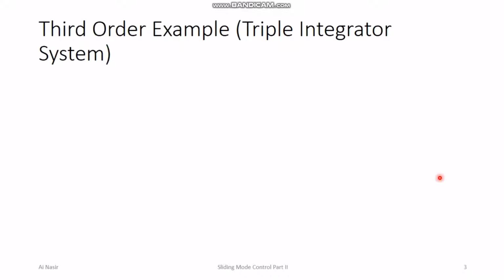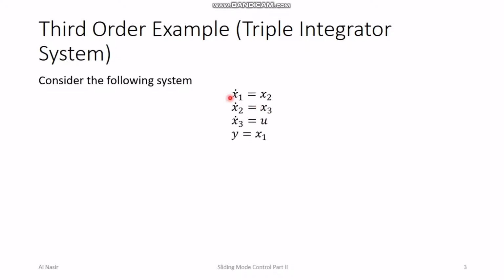The triple integrator system is such that the derivative of the first state is the second state, and the derivative of the second state is the third state, and the third state has a control input in its derivative. So this system is known as the triple integrator system. Let us assume that the output of the system is x1, and we want to drive the output to 0.